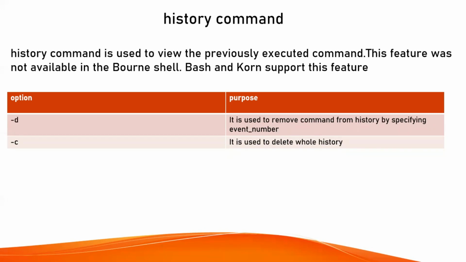And the last command is the history command. As the name suggests, it lets me view all the commands previously executed on that terminal. It has an option called -d. If you want to remove a certain command from the history, you use history -d and the number on which it is listed. -c is used to delete the whole history.